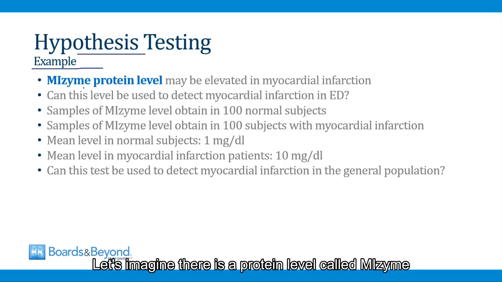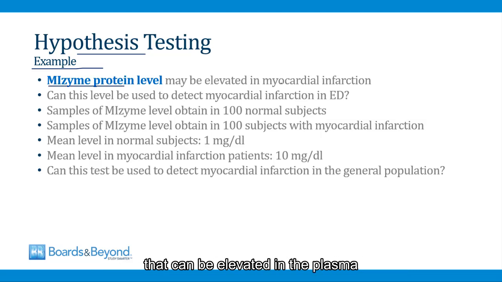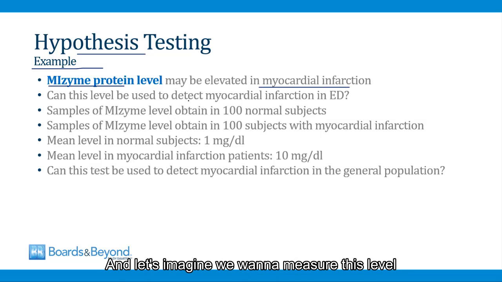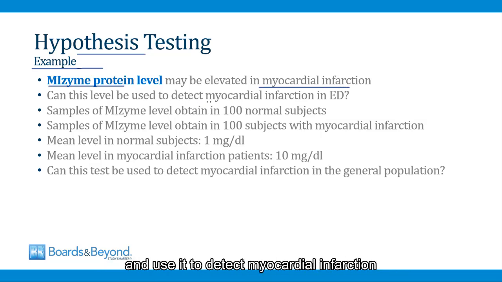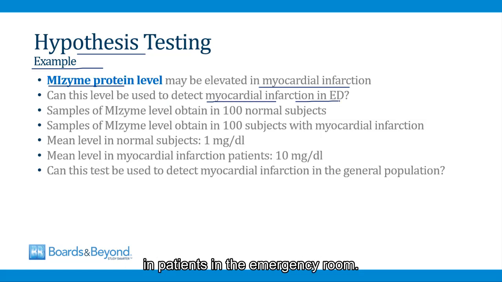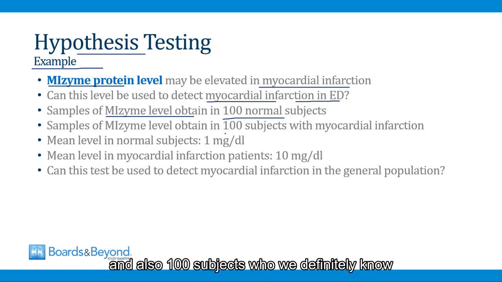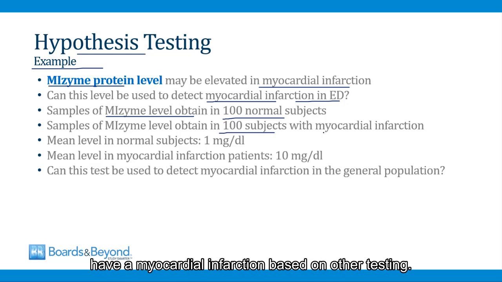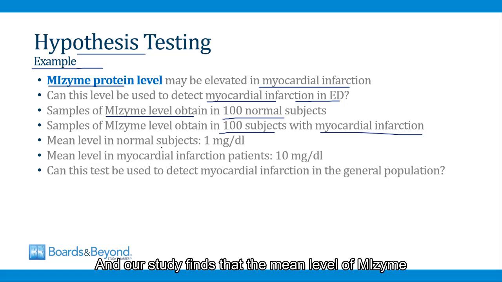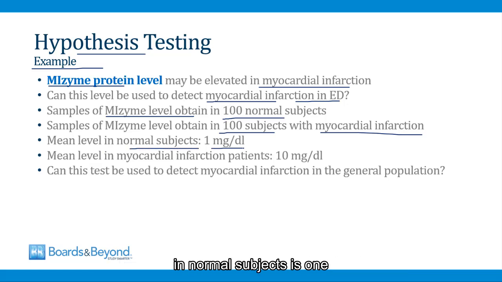Let's imagine there is a protein level called MI-zyme that can be elevated in the plasma in patients with myocardial infarction. And let's imagine we want to measure this level and use it to detect myocardial infarction in patients in the emergency room. So we conduct a clinical trial and we obtain samples of MI-zyme levels in 100 normal subjects who do not have a myocardial infarction, and also 100 subjects who we definitely know have a myocardial infarction based on other testing. And our study finds that the mean level of MI-zyme in normal subjects is 1, and the mean level in patients with myocardial infarction is 10.